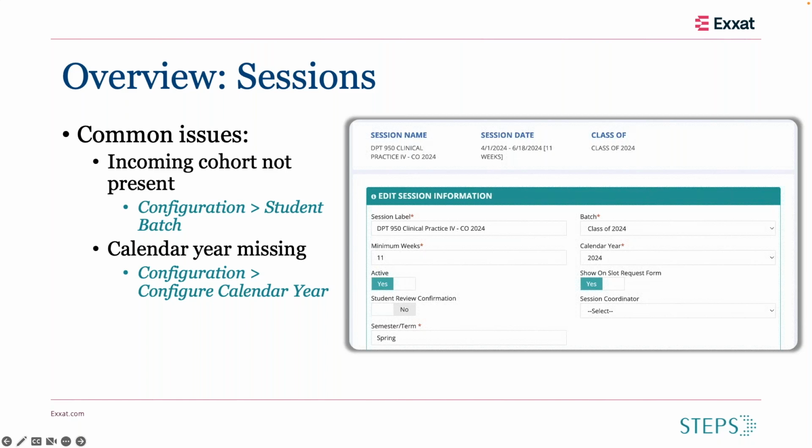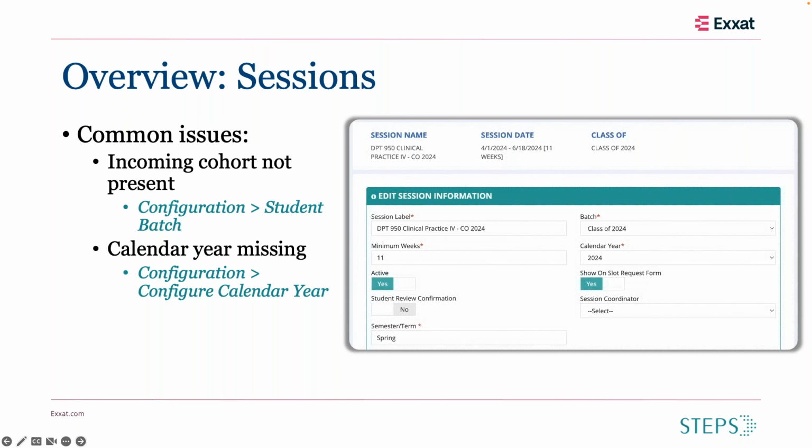All right, some of the common issues that our users run into is that you may have to create a session for an incoming cohort that is not in your database yet. If that's an issue, very quick and easy fix for that, you can add the folder that will house all of those students in the system. So it allows you to create the session. It'll have that label of the class of 2025 or whatever that class name is, even if you don't have student names yet. And you can do that by going into configuration and within student batch.